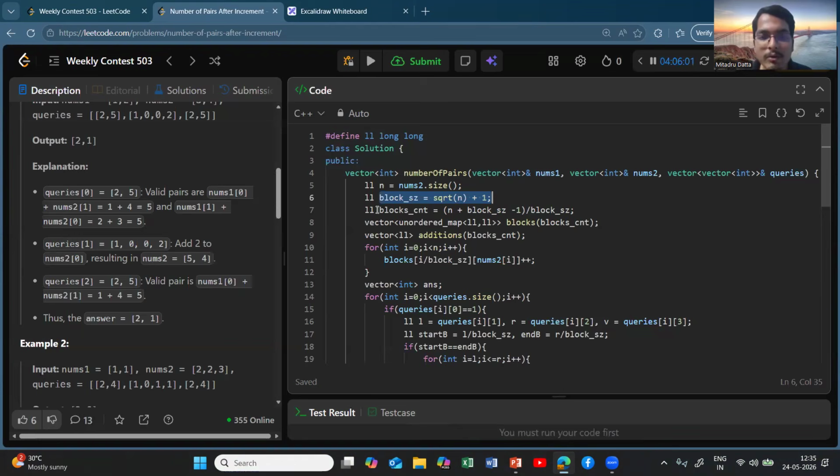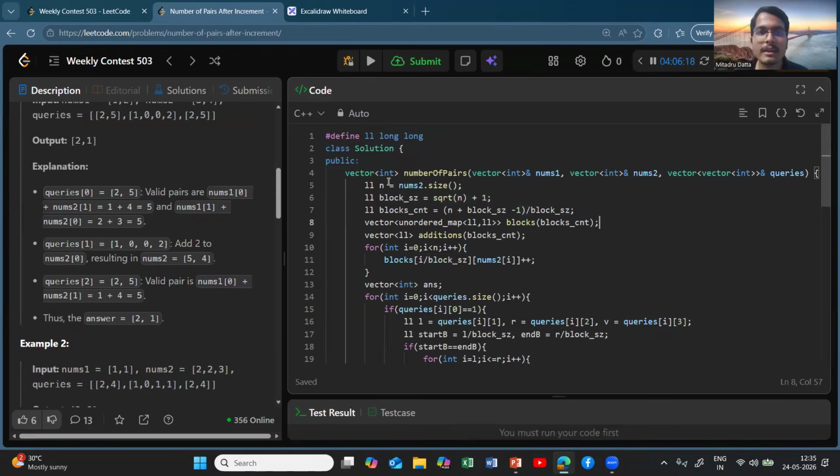Now you see the number of blocks. I hope this is simple algebra, you can understand. If the block size is square root of n plus 1, then the number of blocks will be n plus block size minus 1 by block size. This is the count of the number of blocks.